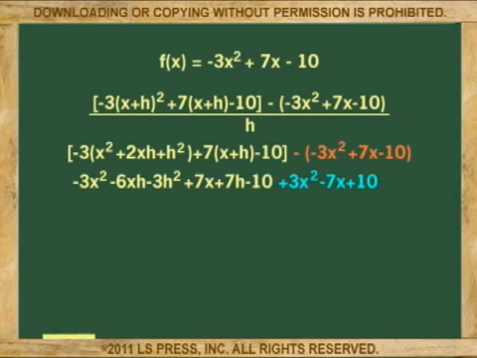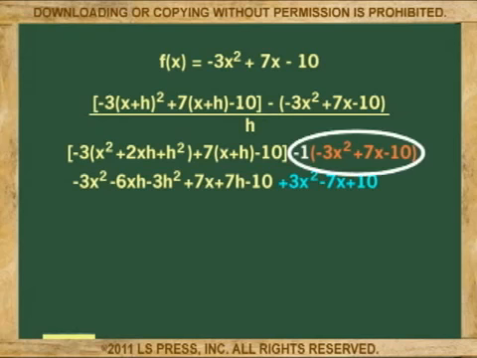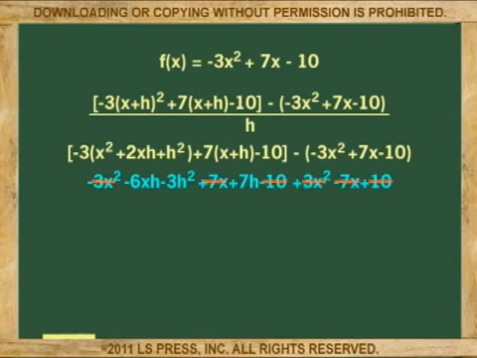If we now combine the second part of the numerator of the derivative with what we have expanded, by the way, notice that this trinomial gets multiplied by negative 1. We get a polynomial where we can cancel common terms. The 3x squared, the 7x, and the 10s get cancelled, leaving behind negative 3h squared minus 6hx plus 7h, all of it divided by h.